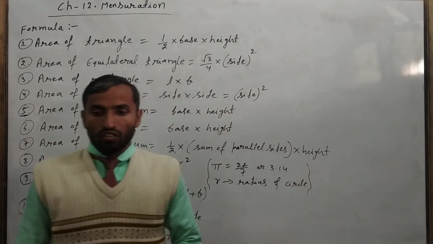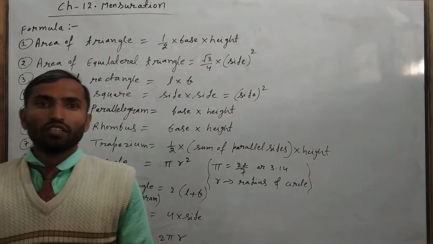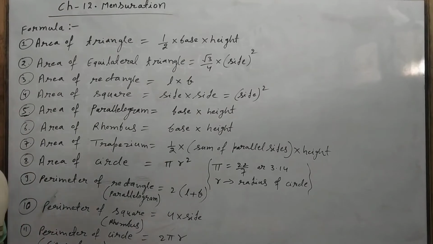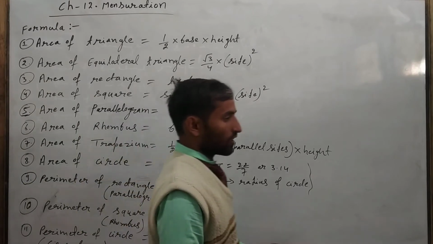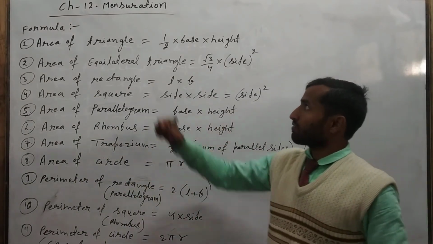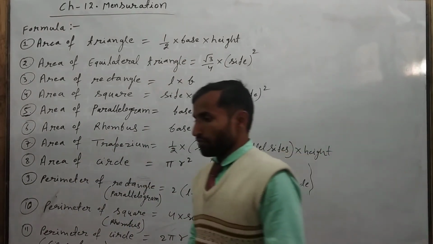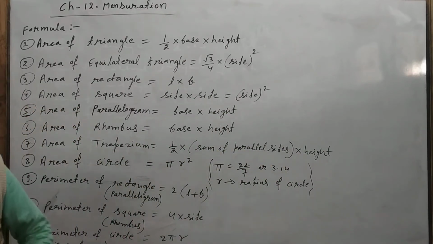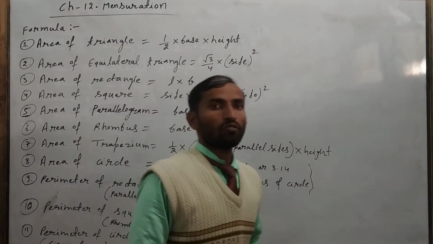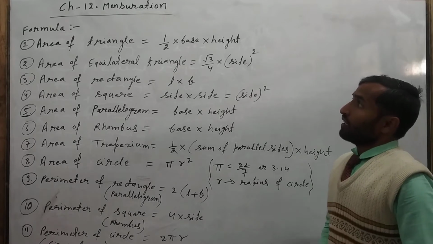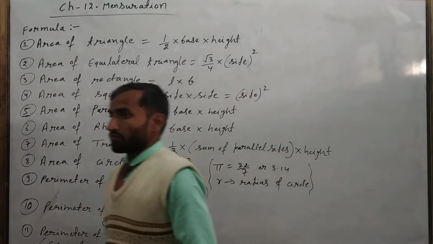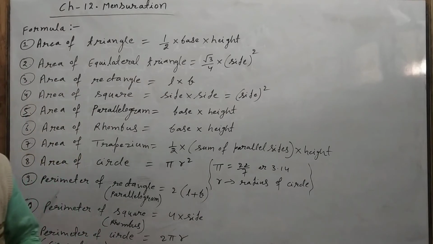Students, in the previous class we studied the variations chapter, that is our chapter 9. Now we go to the next chapter, the 12th chapter, mensuration. Mensuration means measurement of area and perimeter of any closed geometrical figure. So first of all, in this chapter we will learn the formulas of different figures.